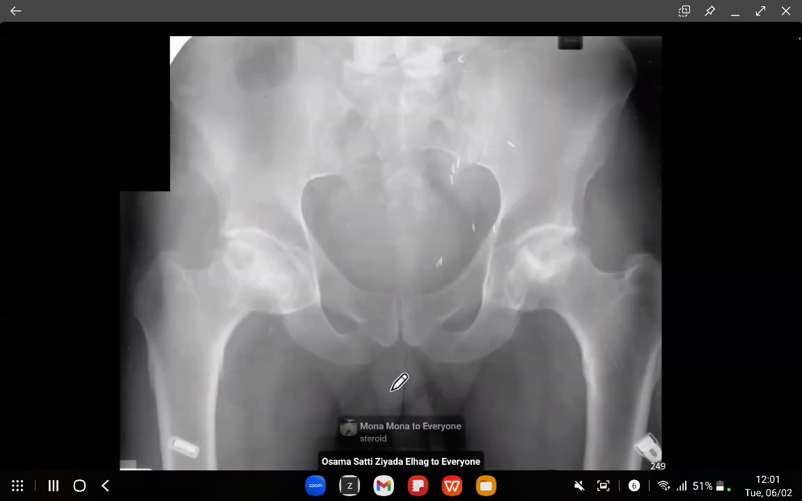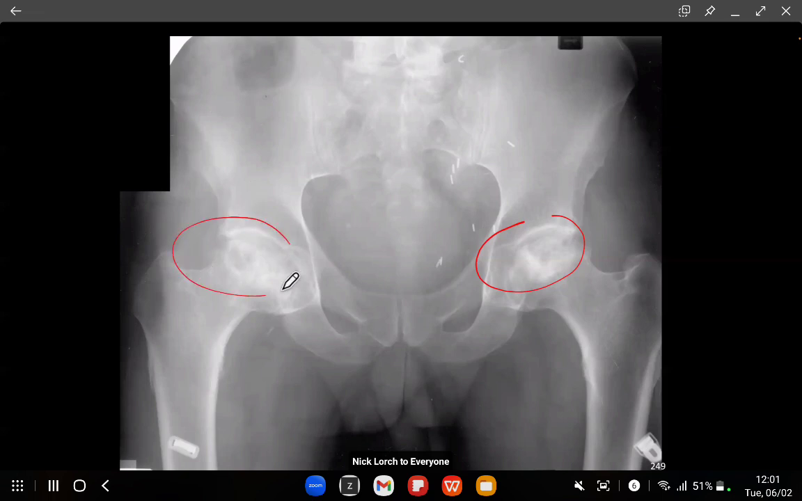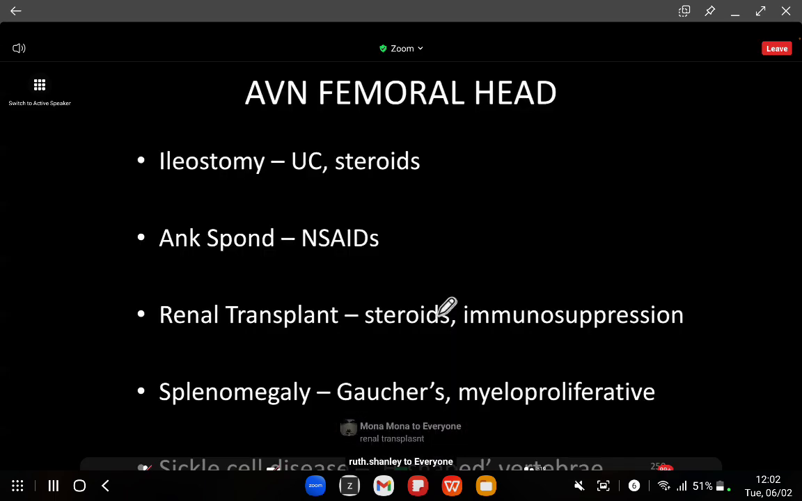More avascular necrosis of the femoral heads here and here. And the surgical clips, they could be on the right side or the left side, indicate a renal transplant. So whenever you look at a patient who's got avascular necrosis of the femoral heads, you just need to remember that there are a number of causes, and you should look on the film to see if you can see those causes.